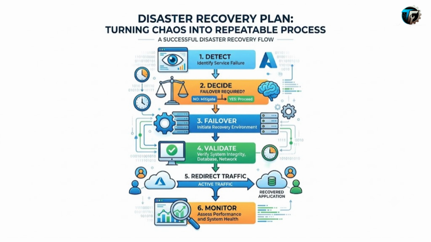A recovery plan defines what happens during the incident. We detect the problem. We determine whether failover is required. We initiate recovery. We validate the recovered environment. We redirect traffic. And finally, we monitor the recovered system. A good disaster recovery design turns chaos into a repeatable process.